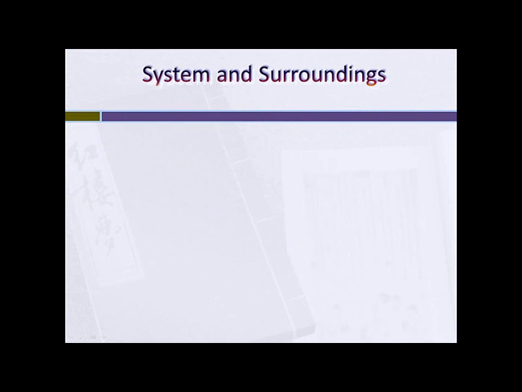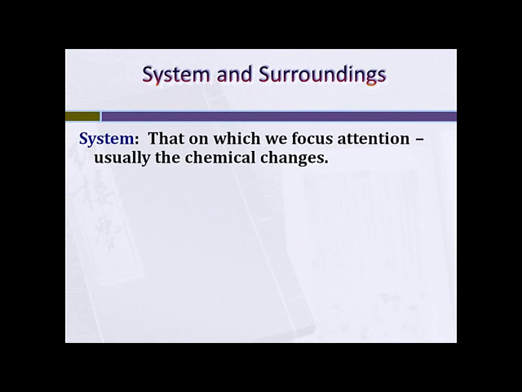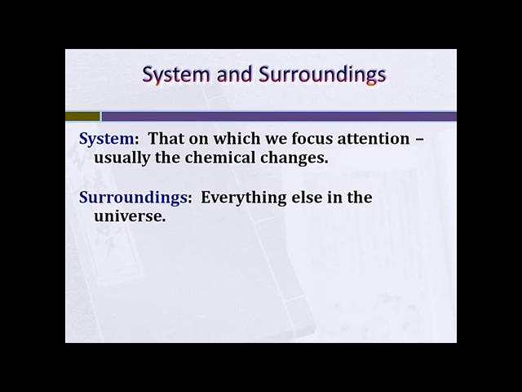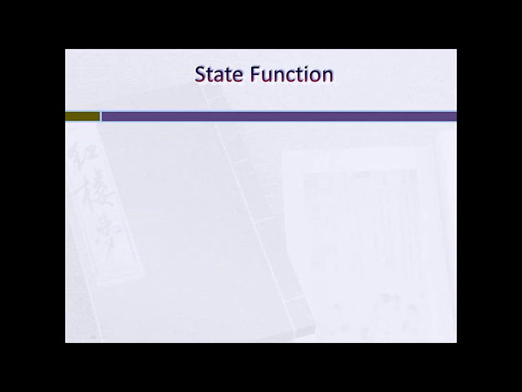Where does it flow? It may flow between the system and the surroundings. The system is that part of the whole thing that we normally focus our attention on, usually the chemical changes that are occurring. The surroundings are everything else in the universe, and that may indeed be the simple beaker that you are carrying out the reaction in and everything around it. Universe energy equals system plus surroundings. The total energy of the universe is constant. If the system gains energy, the surroundings lost it. If the surroundings gained energy, the system lost it. They're opposite and equal.